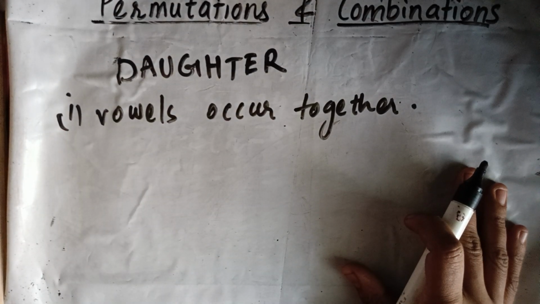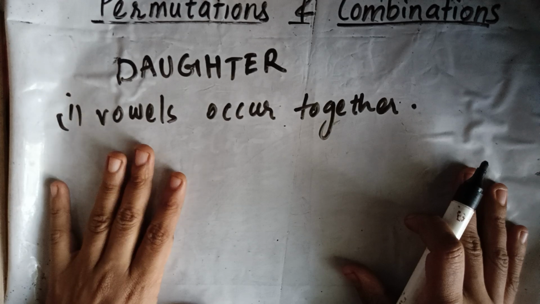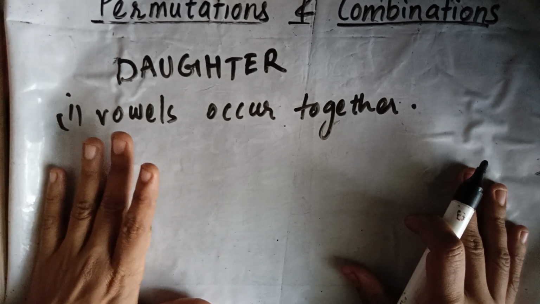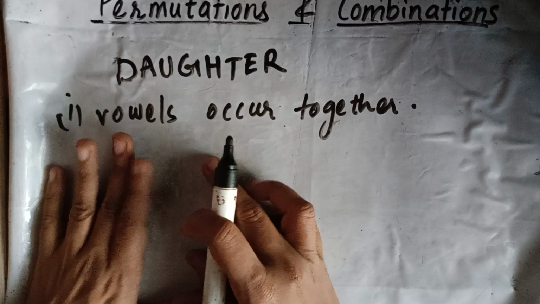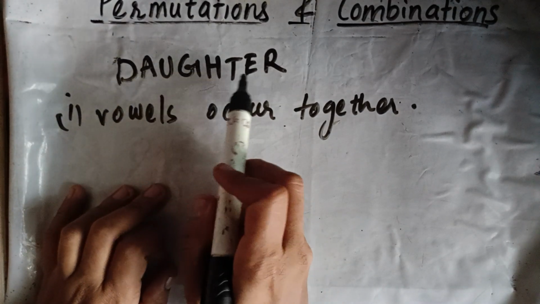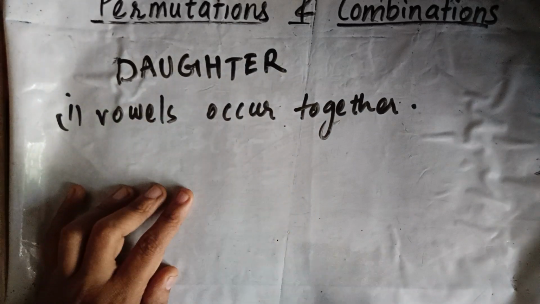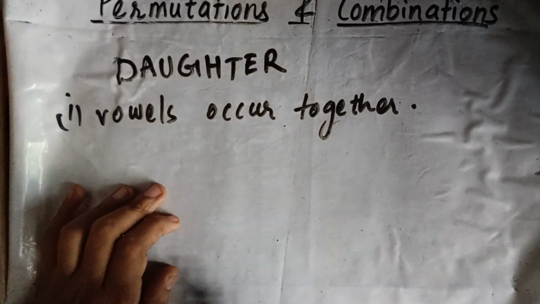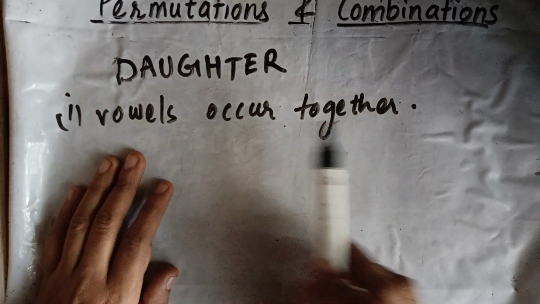Whenever repetition is not allowed, the total number of permutations will be based on the given number of letters. 8 letters are there, right? 1, 2, 3, 4, 5, 6, 7, 8. Yeah, 8P8, that is 8 factorial. Now using this condition, that is vowels occur together.